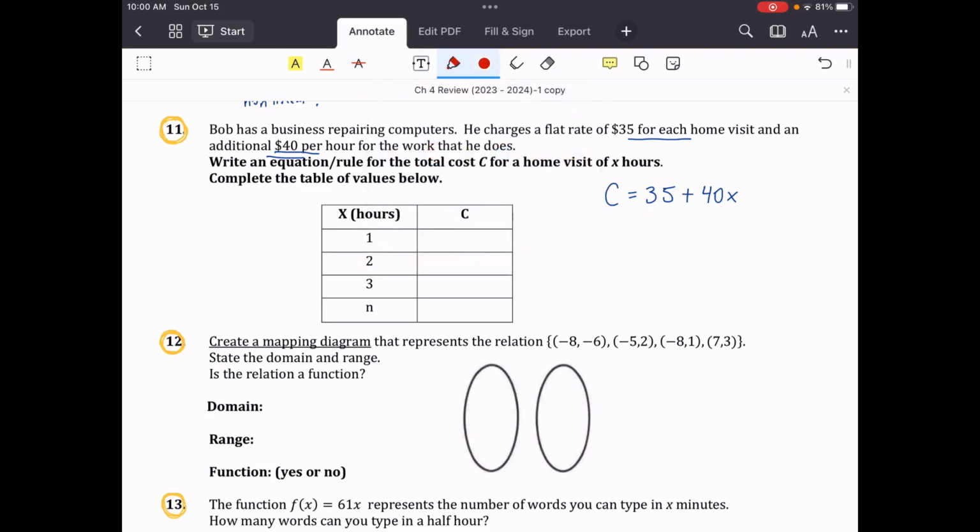So this is what our equation begins to look like. So now, if we want to, we could then go ahead and fill in the chart. So for 1 hour of work, you've got 35 plus 40 times 1, which would be $75. For 2 hours of work, 35 plus 40 times 2, which would be $115. 3 hours of work, you're going to get $155. And then here it says n, where they want us to replace x with n to just create the expression. So we could write something like 35 plus 40n. And that's all it is. It's the same thing as we have here. We've just changed out the variable.